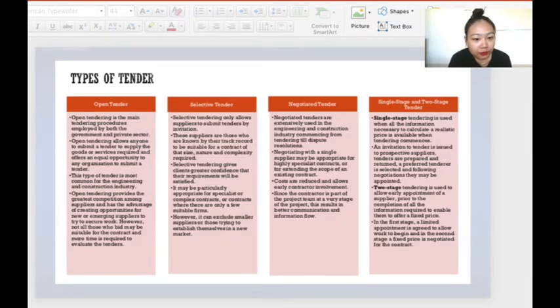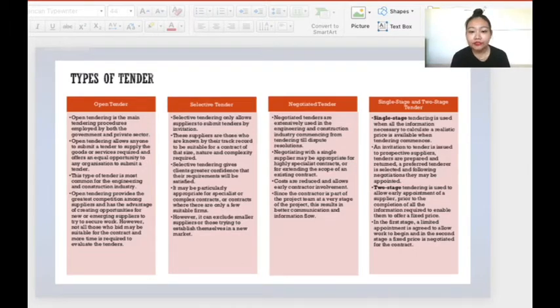This type of tender is most common for the engineering and construction industry. Open tendering provides the greatest competition among suppliers and has the advantage of creating opportunities for new or emerging suppliers to try to secure work. However, not all those who bid may be suitable for the contract and more time is required to evaluate the tenders. Okay, more time but more opportunities because this is open. Open means a lot of people will come in and try their luck. So the best one will win the bid, something like that.